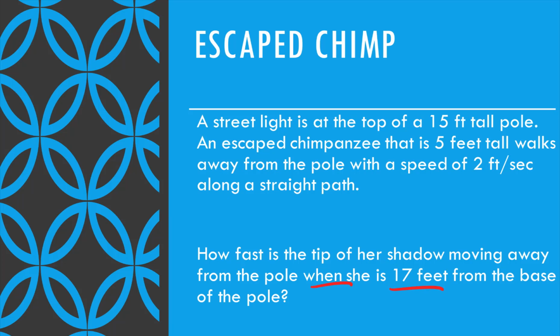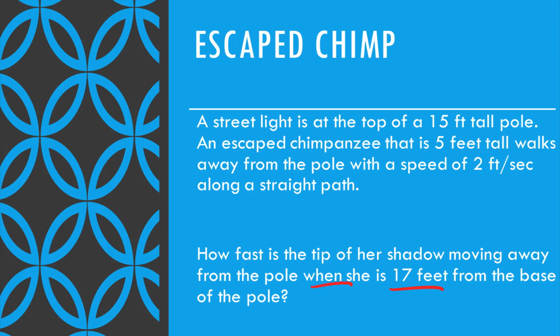A street light is at the top of a 15-foot tall pole. An escaped chimpanzee that is 5 feet tall walks away from the pole with a speed of 2 feet per second along a straight path. So it's basically saying we've got a 15-foot tall pole with a light source, and a chimpanzee that's 5 feet tall, so a third the height. We know how fast she's moving along a straight path, so that's going to be some change in something later.